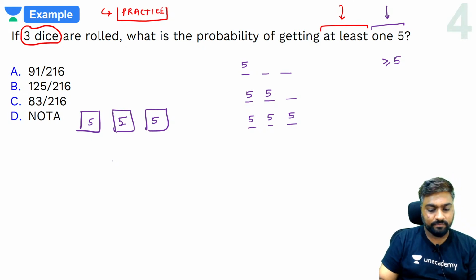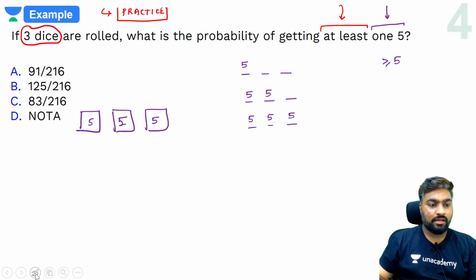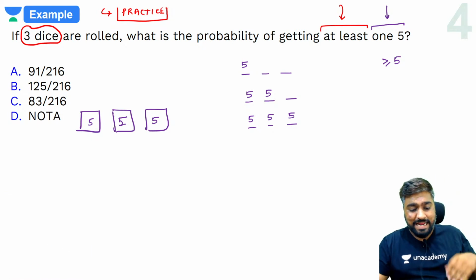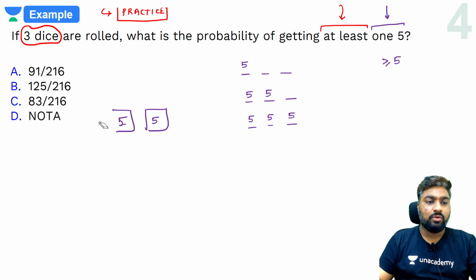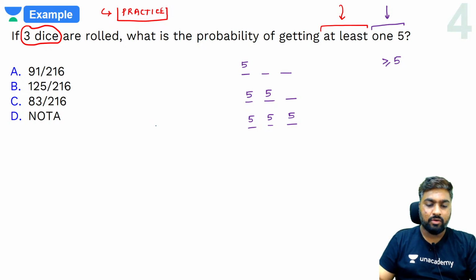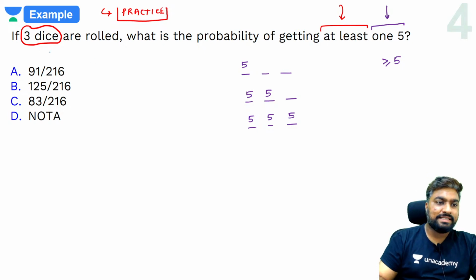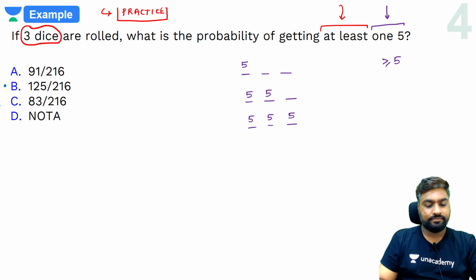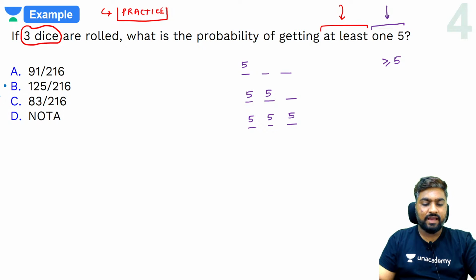So it's not as direct, not as simple as you think. Think carefully before answering. No rush. I don't want you to push through it. We will do it calmly and correctly. So Prince and Divya are saying B. Others?